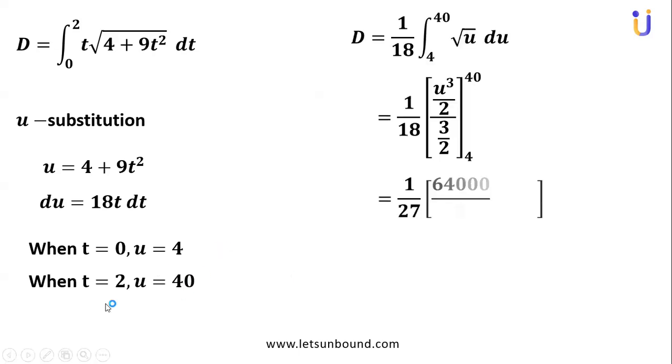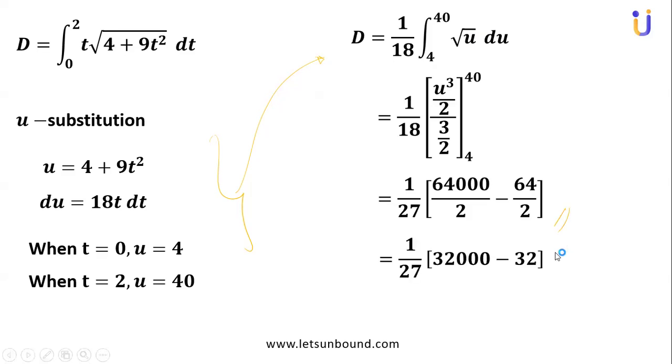1 by 18, I just multiplied it and changed this. It's root u du when you just apply these changes over here. And then you apply the power rule and solve for it. U cube by 2 by 3, from 4 to 40. And just simplify this, right? This is what we got.